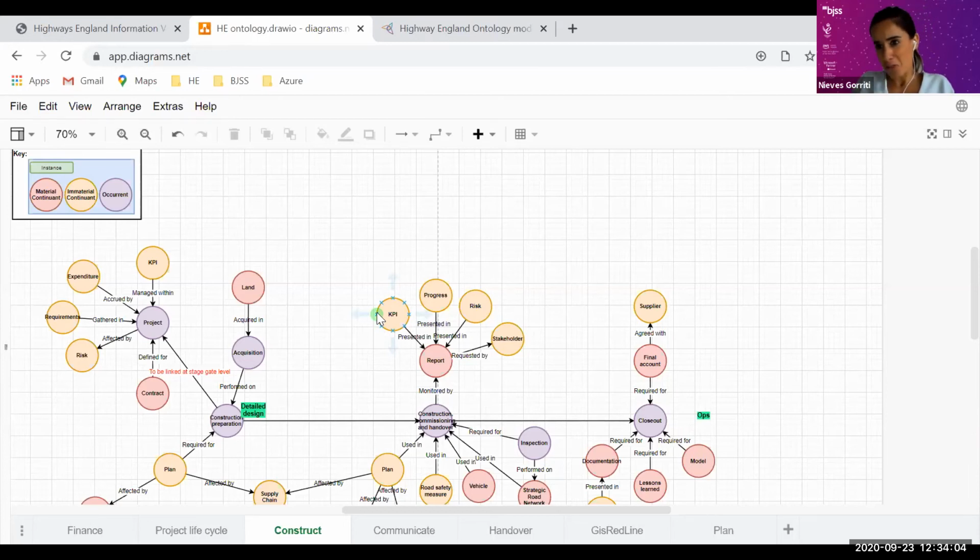Until here, it seems quite okay. Now is the moment to come back to business and say, okay, we've been discussing with all this audience, with all these people, with all these teams, and this is what we found out in the construct business area. Is this correct? No. So this is a very iterative process.